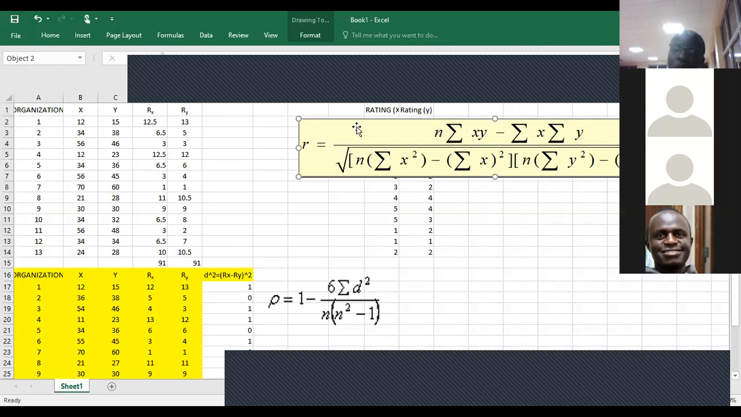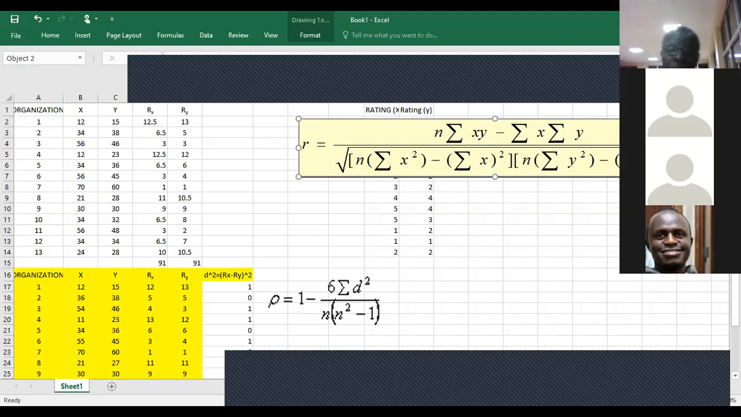Over the square root of big bracket N into, there's a bracket here, sigma, what is here? R of X squared, bracket, minus bracket, the sum of R of X, then big bracket, squared, then big bracket, times big bracket for Y now, N into sigma R of Y squared, bracket minus bracket, the sum of R of Y, squared. So R of Y squared, bracket.